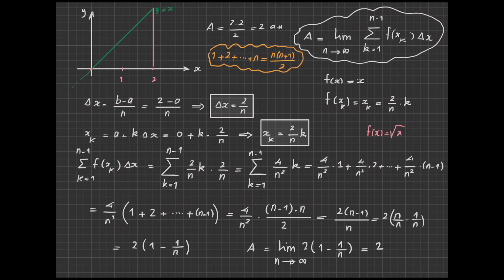Yeah, because here, if the function is the square root of x, instead of having f of x sub k, you will have the square root of x sub k, which becomes the square root of 2k over n. When I put it in the sigma, k is 1, k is 2, so I will have the square root of 1, the square root of 2, the square root of 3, etc. Yes, and even the 4 over n squared will also change. That will be changed to the square root of 2 over n.